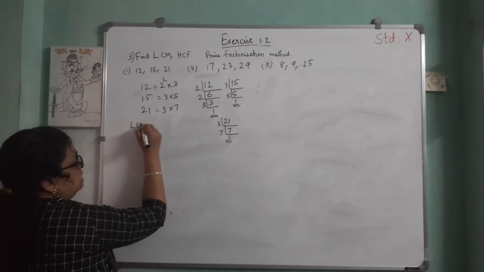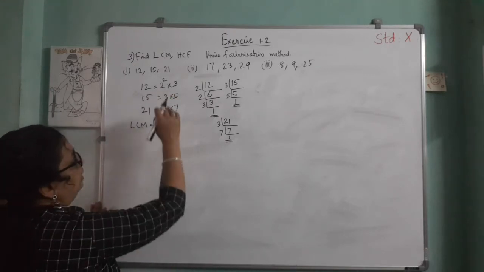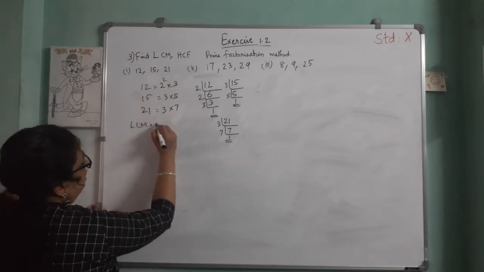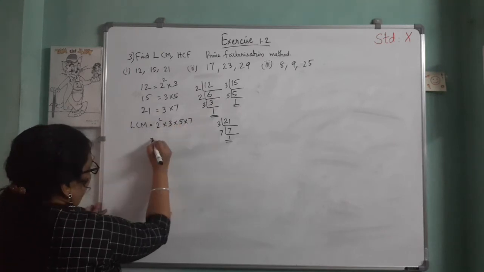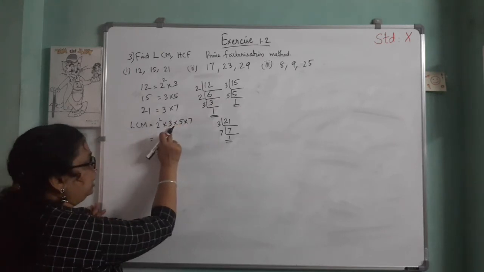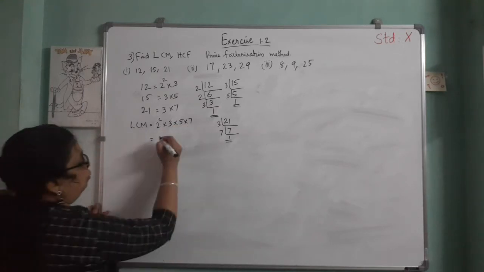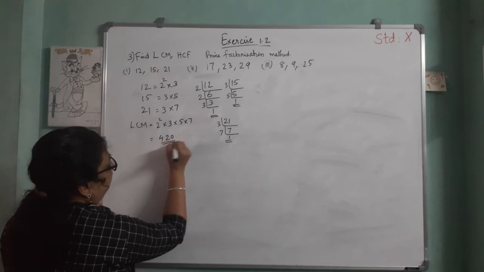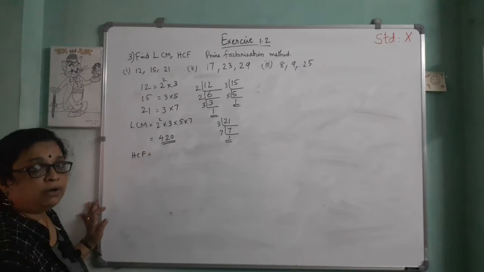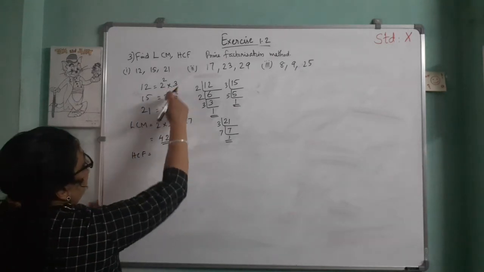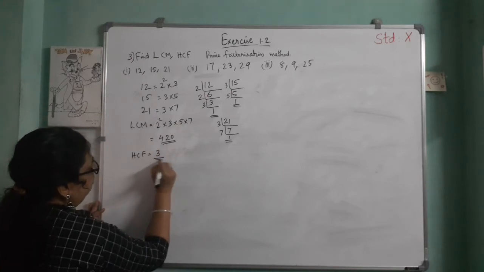So LCM, we know, is the greatest power of each factor including the numbers. So the greatest power of 2 is 2 square, then 3 into 5 into 7. 2 square is 4, 4 into 3 is 12, 12 into 5 is 60, 60 into 7, 6 sevens are 42, so 420. Then HCF, that is the smallest power of each common factor. So here 3 is the only common factor and its power is 1, so HCF is 3.